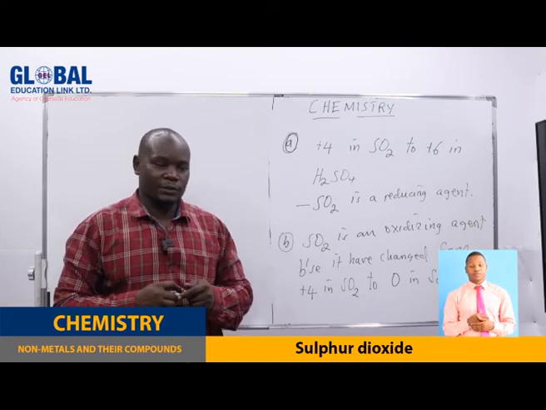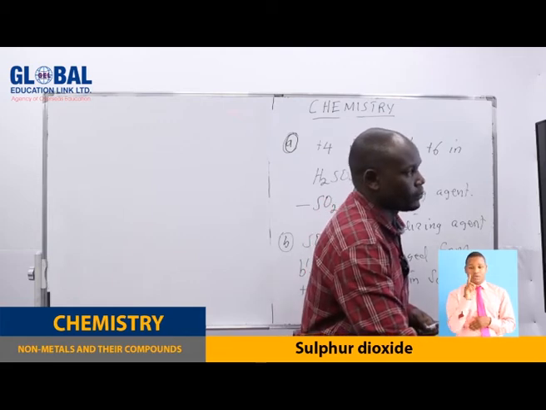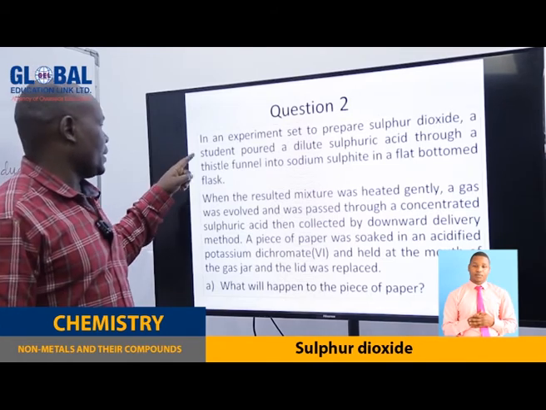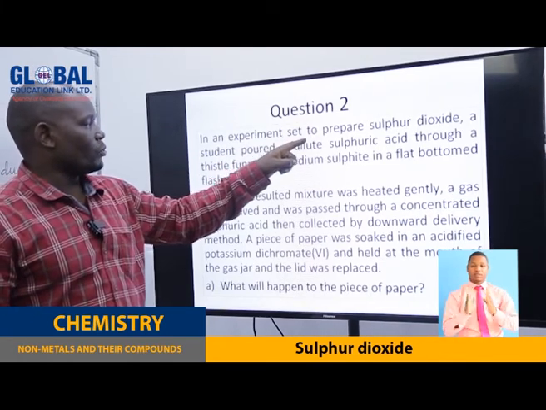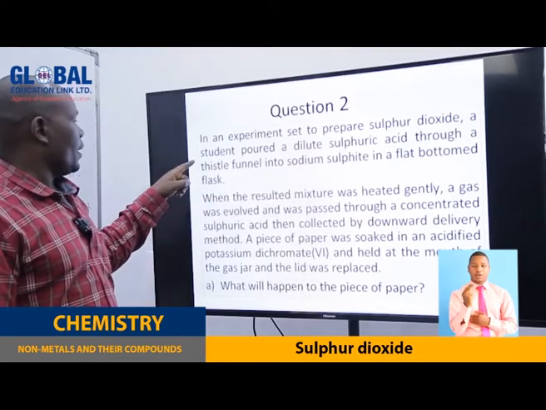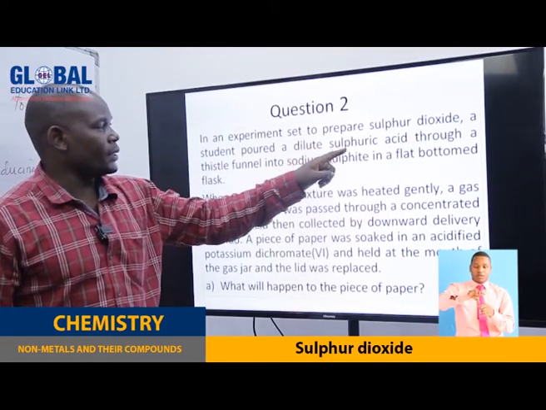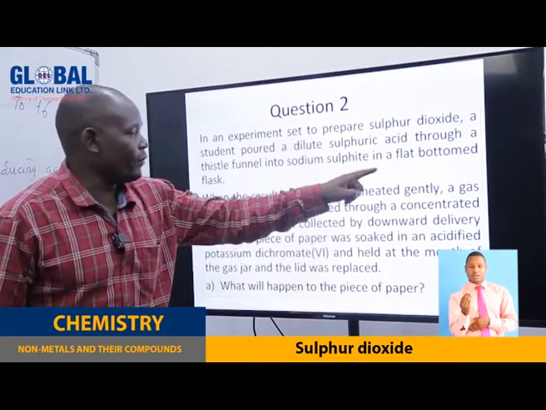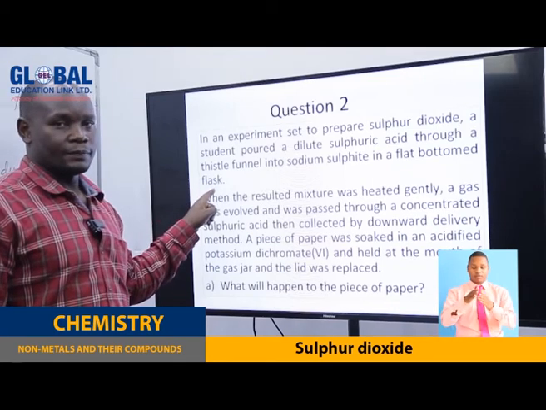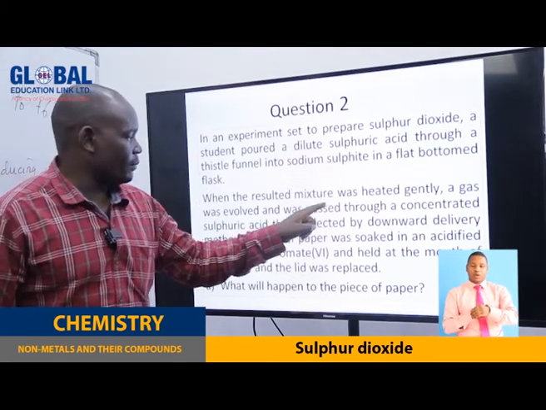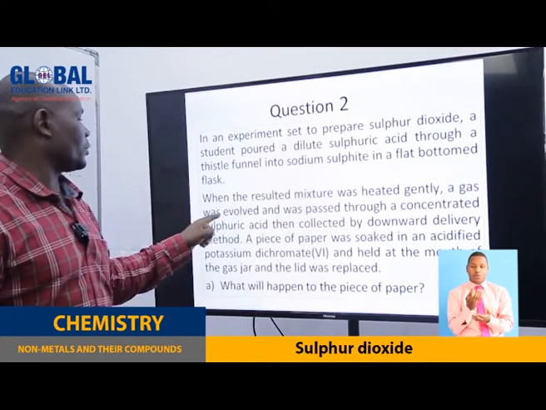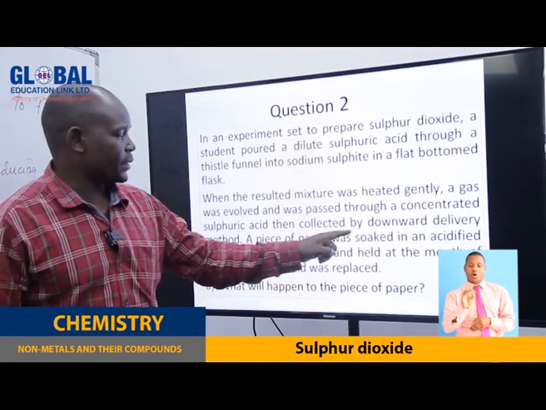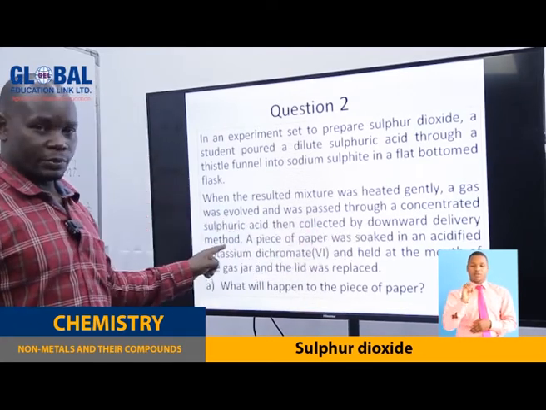So my dear students, let us go and consider question number 2. Question number 2 is that one. And the question is that in an experiment set to prepare sulfur dioxide, a student poured a dilute sulfuric acid through a thistle funnel into sodium sulfite in a flat-bottomed flask. When the resulted mixture was heated gently, a gas was evolved and was passed through a concentrated sulfuric acid, then collected by downward delivery method.